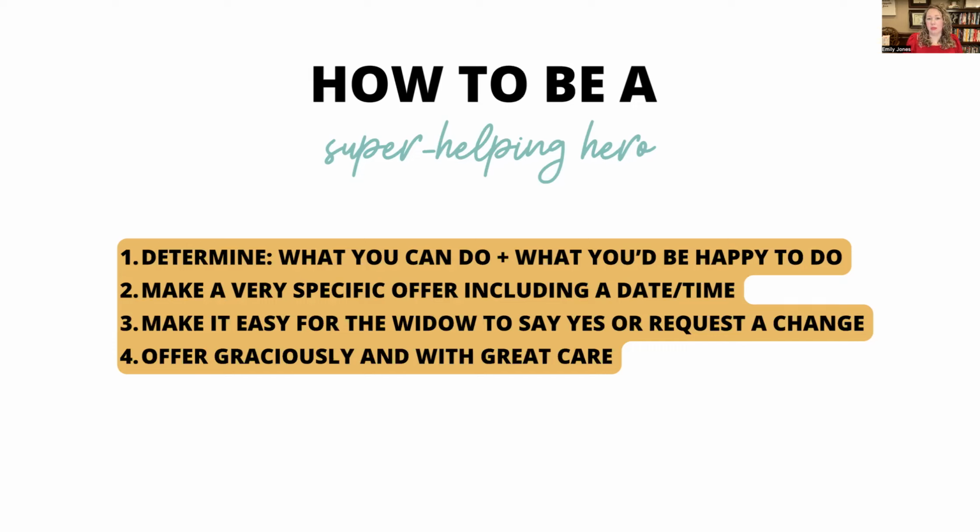So, how can you rise above these things that are typically done and do more that is super helpful? So, the first thing that you can do is, first of all, decide what you can do and what you'd be happy to do. Okay. So, I will mow someone's lawn. I don't mind to do their laundry. I don't mind to clean. I don't mind to cook.